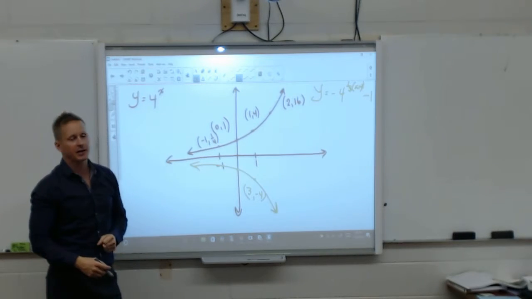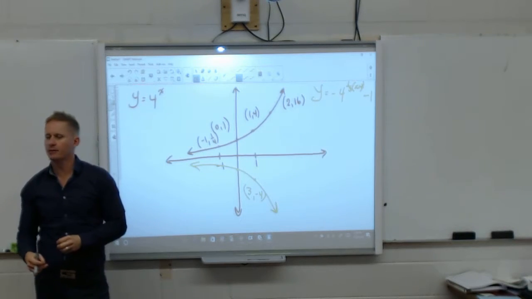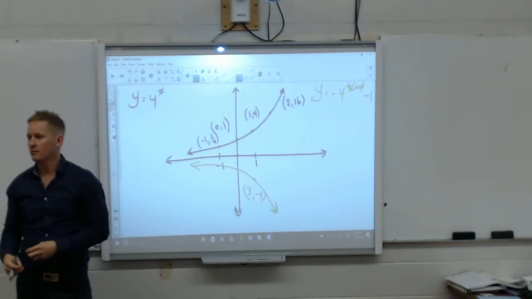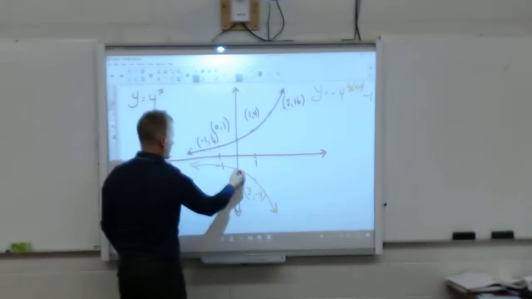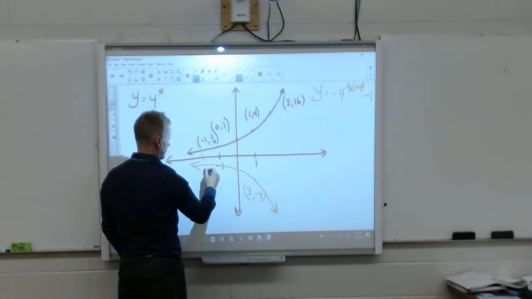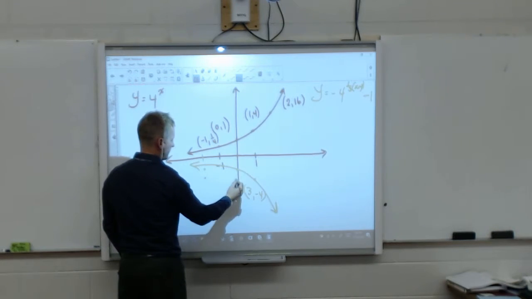So which way is it going to move? That's x plus 2 in the brackets. Which way is it going to move? Left 2 and then down 1. So I'm going to move this guy left 2, right there. And then I've got to shift it down 1 to right here.